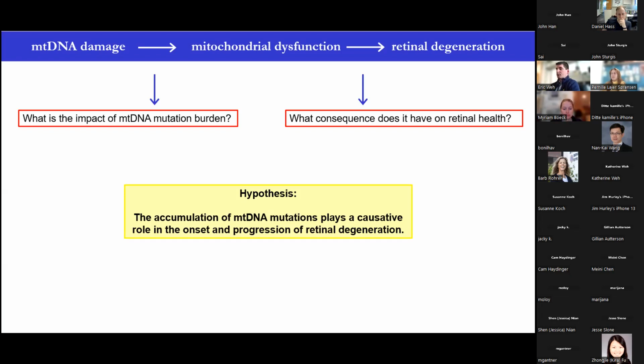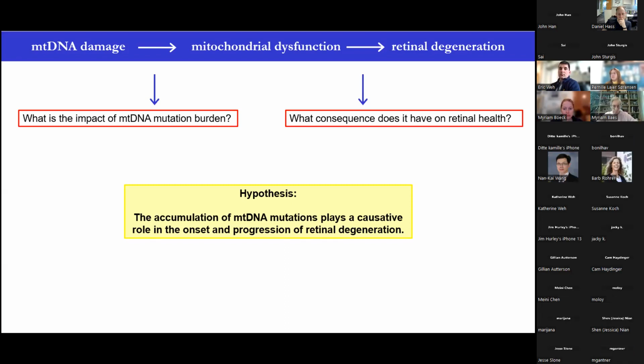And over the last several years, I've been making these small contributions to bridge some of these gaps, with the hypothesis that the accumulation of mitochondrial DNA mutations is playing a causative role in the onset and progression of retinal degeneration.